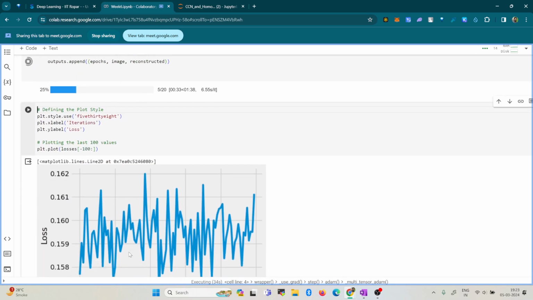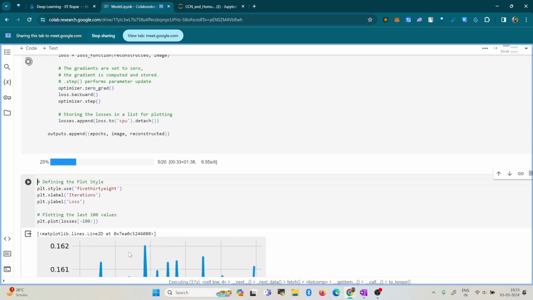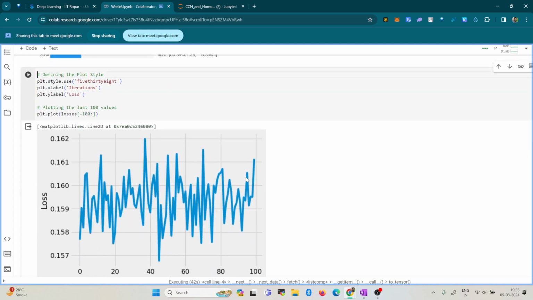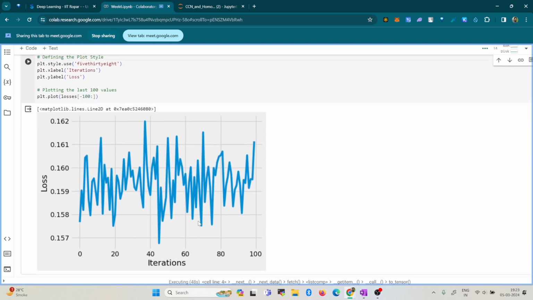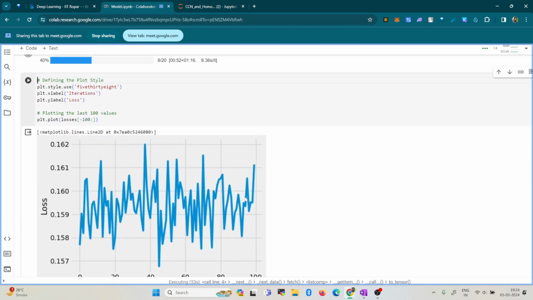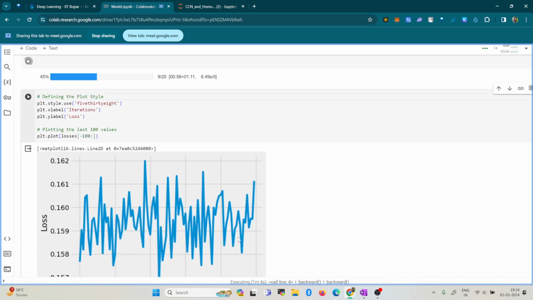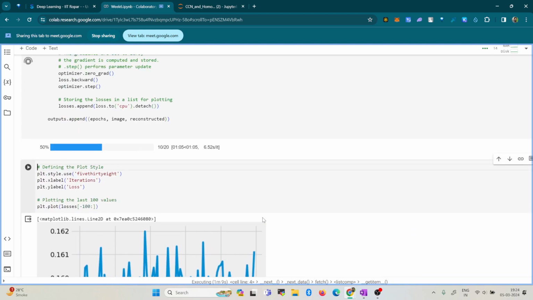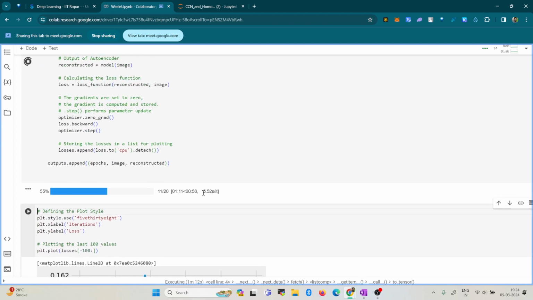We don't have much left to do. We have trained our autoencoders. We just need to see the input and output. Here I have tried to plot the loss of the last 100 iterations, just to check whether my loss is still decreasing or not. If you see that the loss is fluctuating, that means either it is stuck somewhere or it has reached where it should have reached. Otherwise, it should be gradually decreasing as your iteration is increasing. So let this model train. It will take 1 more minute.